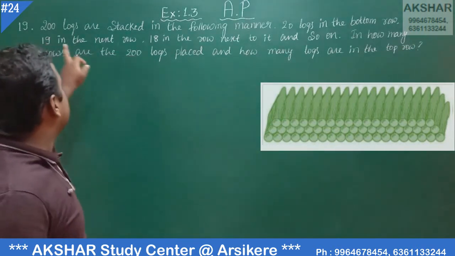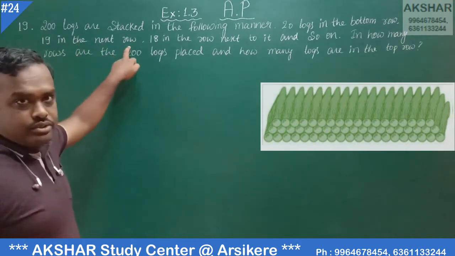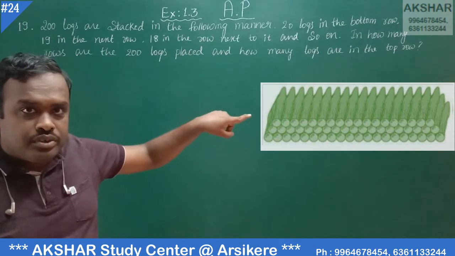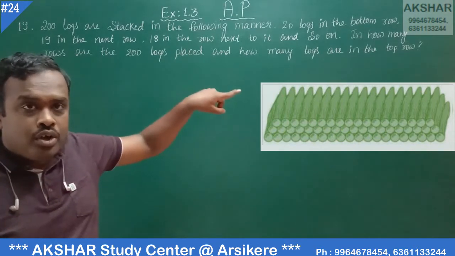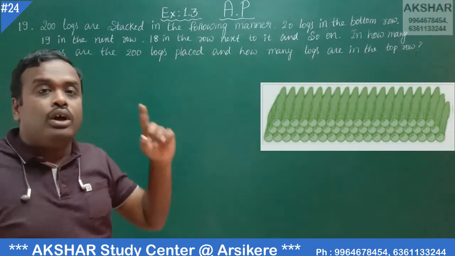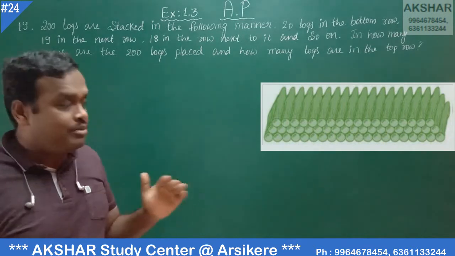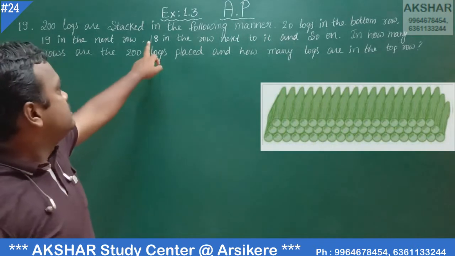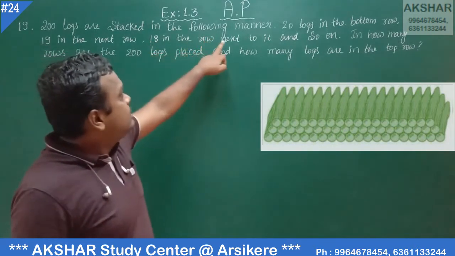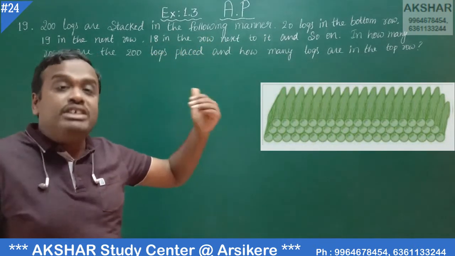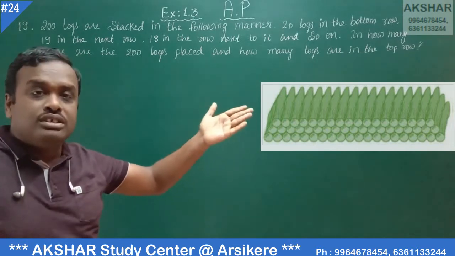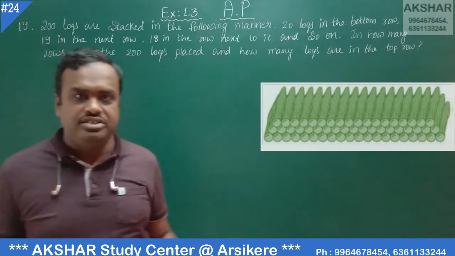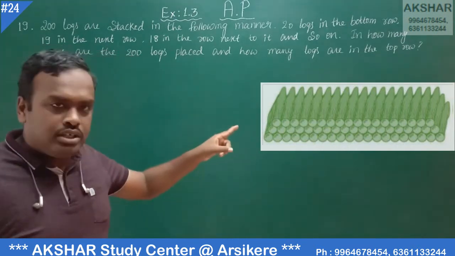Okay. Let's see. 19 in the second row. In the same way, children, if you observe the third row, fourth row, fifth row, for each and every row, one log keeps decreasing as we move from bottom to top. Is it clear, children? Yes, see here, 18 in the next row and 17 in the next row, 16 in the next row. Like this, these logs have been arranged. You observe that figure, you understood?